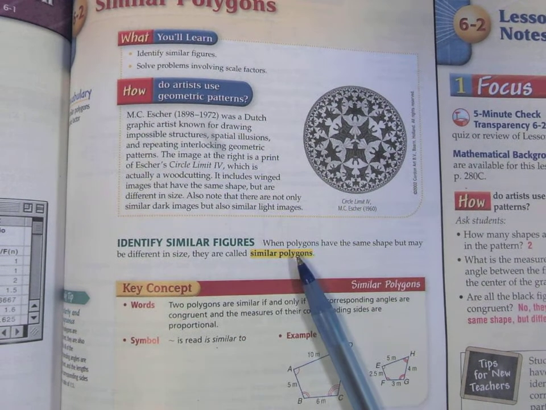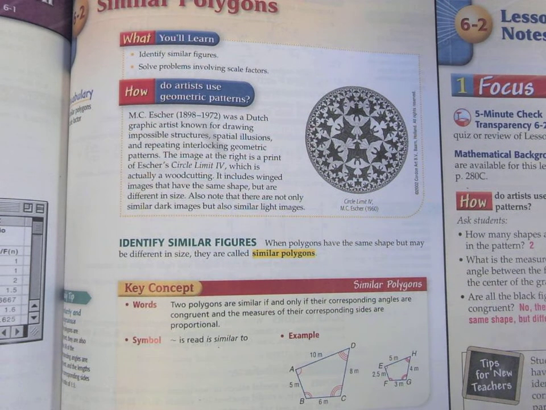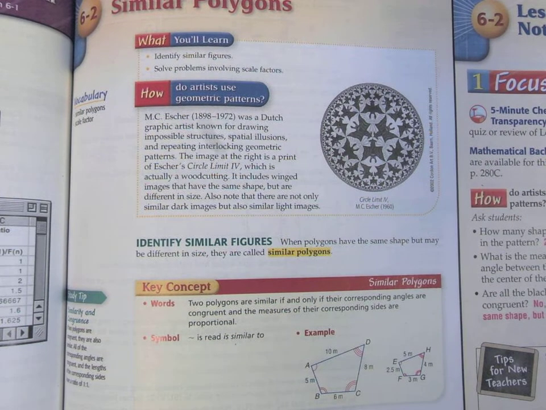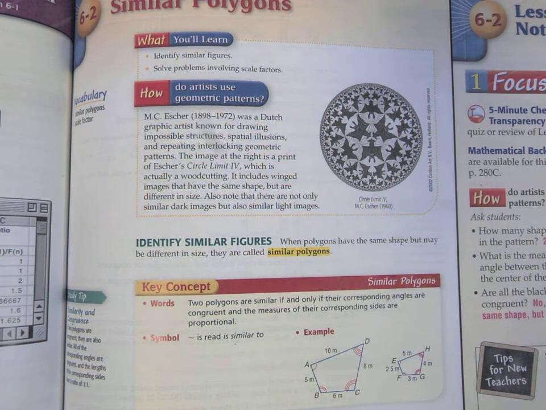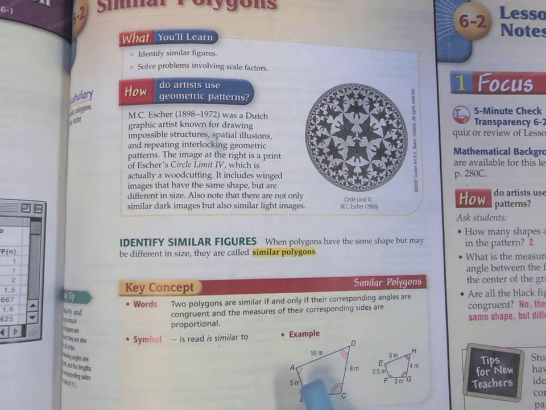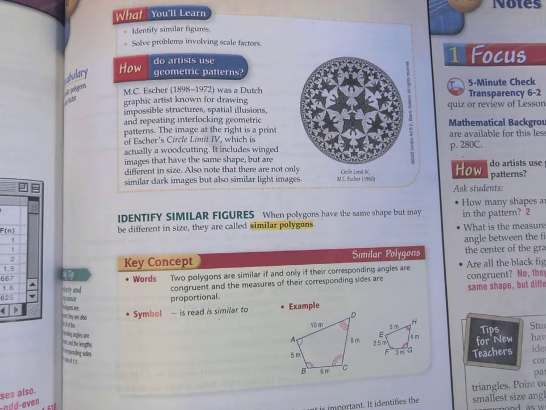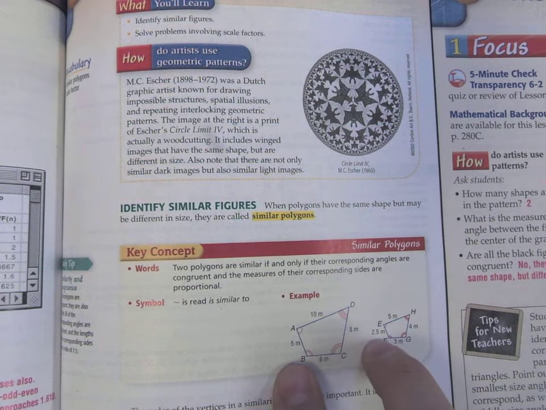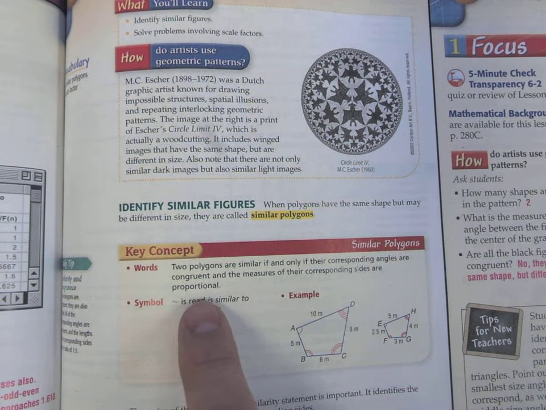So here's an important idea. Polygons that have the same shape but are different in size are called similar polygons. A polygon is just a generic term for a shape with a bunch of sides. Like triangles have 3 sides, quadrilaterals have 4 sides, pentagons have 5 sides, and so on. So if two polygons are similar, then they have congruent angles, but the sides aren't congruent. It turns out that the sides are actually proportional.